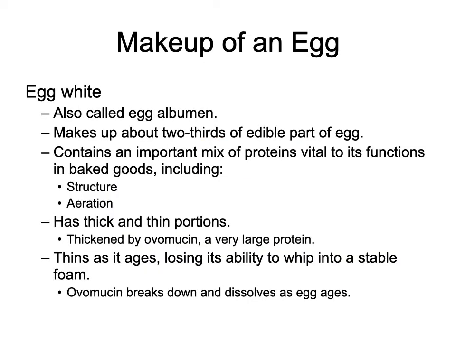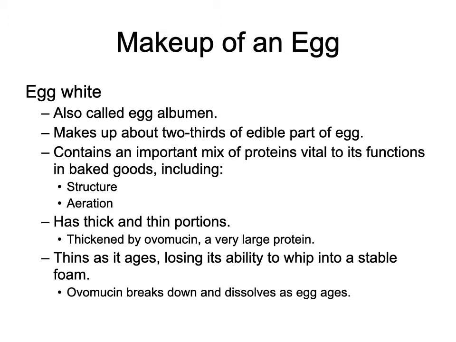Egg whites, also called egg albumin, make up about 2/3 of an edible egg and contain an important mix of proteins vital to its functions. This protein basically helps to form structure and it helps to hold air. So that's how we're able to whip eggs and get an egg foam.